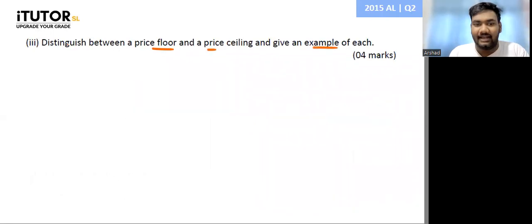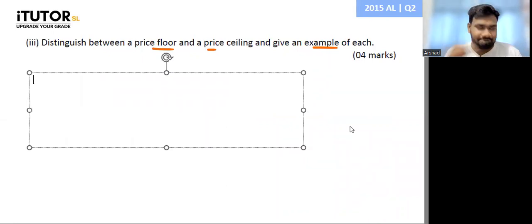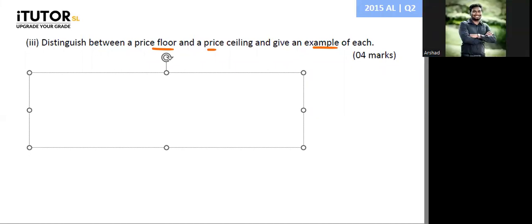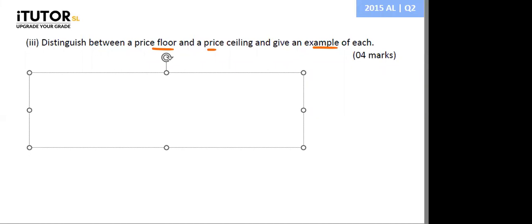Okay. Distinguish between a price floor and a price ceiling. Give me an example for each. Yes. Can you give me certain points, guys? What can I write? How can I distinguish between a price ceiling and a price floor? Type whatever that you know.